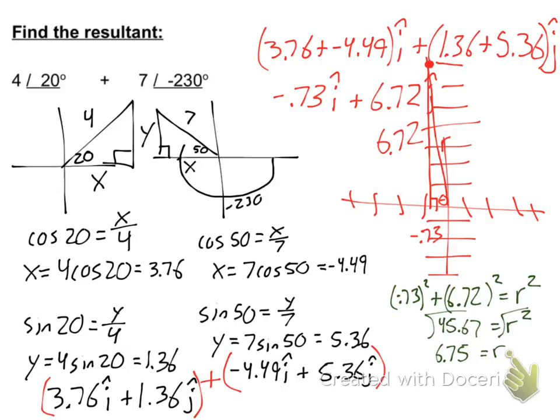Yep, we're going back to polar. Now we have to find theta. And how do we find theta? Taking the inverse tangent, because tangent is the opposite over adjacent. So that would be 6.72 over, and I'm just going to drop the negative because it really doesn't matter. What is the inverse tangent, make sure you're in degrees, of 6.72 divided by 0.73?